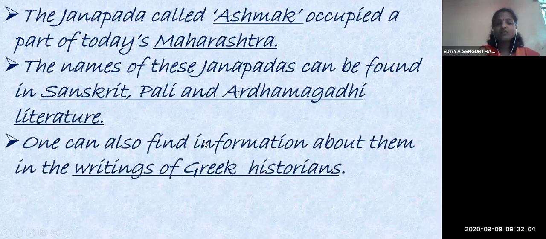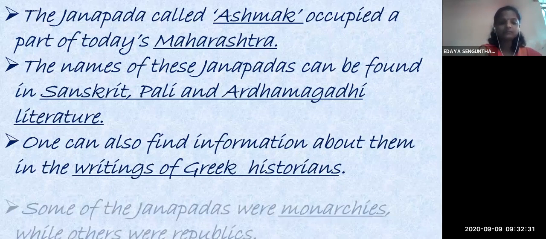One can also find information about them in the writings of Greek historians. Not only in our country did these languages exist; Sanskrit, Pali, Ardhamagadhi existed in India. But Greek is a foreign language. In that foreign language also we can find these Mahajanapadas' names in their history too. So this is proof that these Janapadas existed in the 6th century.